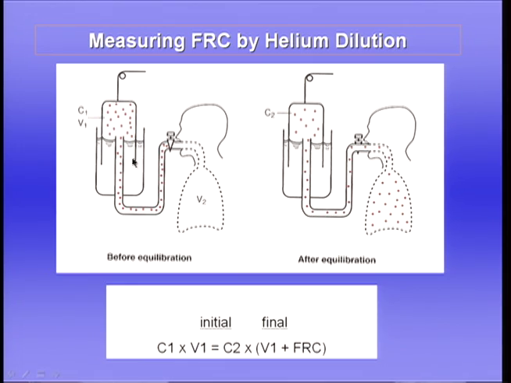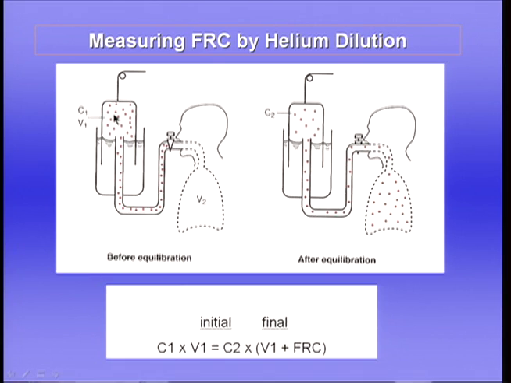To do this, we take a spirometer and we put a relatively small concentration, say 5%, of helium in it. Now, why helium? Because helium is a very insoluble gas, so that when the subject breathes helium, essentially none of it is taken up by the blood. So we start with a given concentration, C1, of helium in the spirometer. We know the volume of the spirometer, which we call V1, and the tap is closed at this point, and the subject is breathing through a valve box, and so he's not breathing from the spirometer.